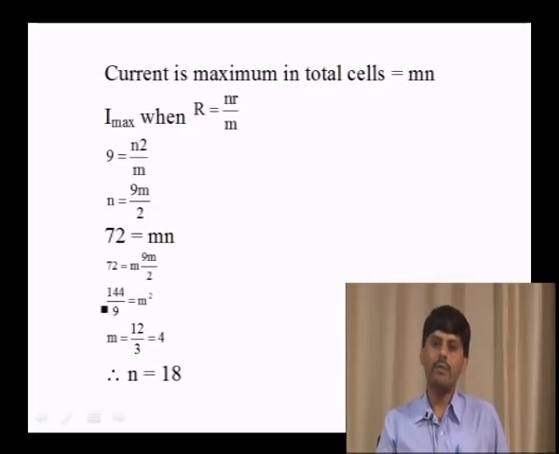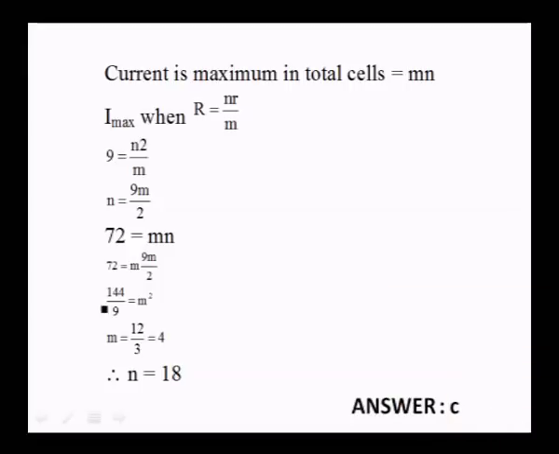See, the condition for the maximum current in the circuit is that the external resistance is equal to the effective internal resistance. The external resistance in the problem is given as 9 ohm and the internal resistance is equal to 2 ohm. If you substitute these two values in this equation, we get the value of n is equal to 9m divided by 2. But the total number of cells is equal to m into n, which is given as 72. 72 is equal to mn, then substitute the value of n in the equation.